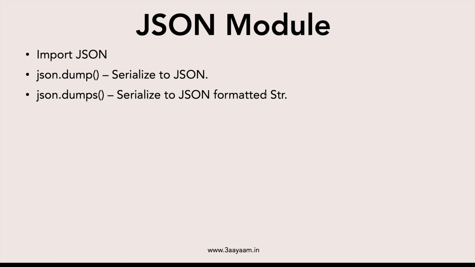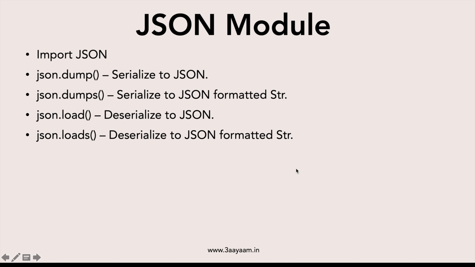Likewise, we have json.dumps, which serializes to a JSON formatted string. So the first one writes to a file, but the second one produces a JSON formatted string, so the entire thing becomes a JSON formatted string. Similarly, we have json.load, which is the opposite of dump, and it is used to deserialize from JSON. So if you are reading records from a JSON file and you want to use the records in dictionary data type, we'll have to deserialize it. And we have json.loads, which deserializes from a JSON formatted string. So these are the important methods of JSON.